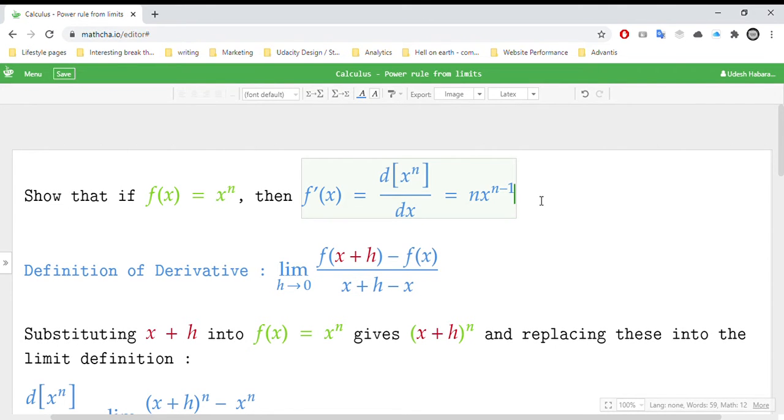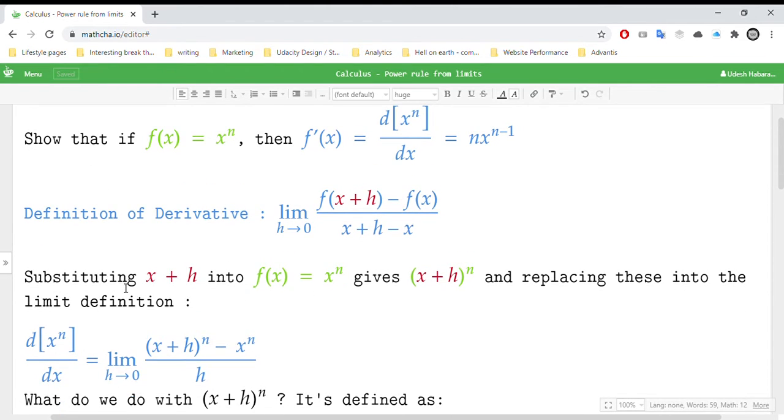Okay, so first we look at the definition of the derivative, which I've written down here, which is the limit as h approaches 0 of this function. Next we substitute x plus h into our function, which gives this, and then we replace that into our limit. We're just replacing x with x plus h.